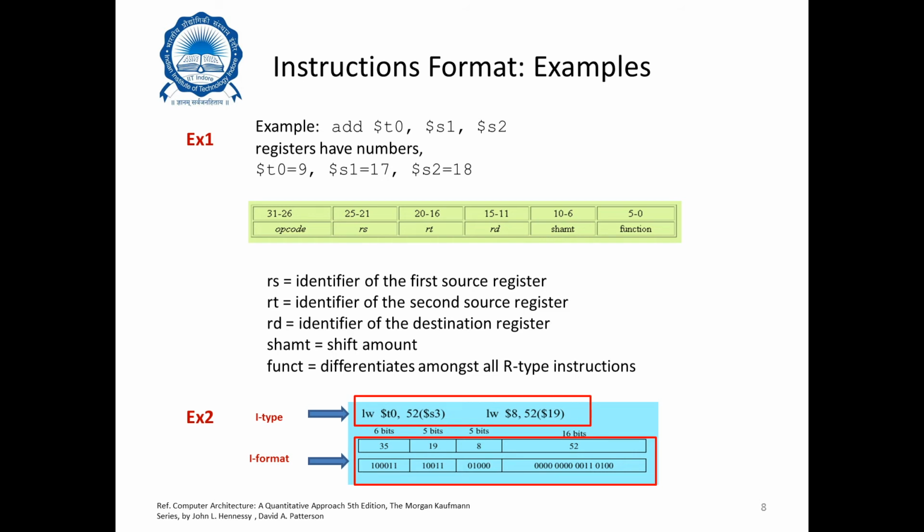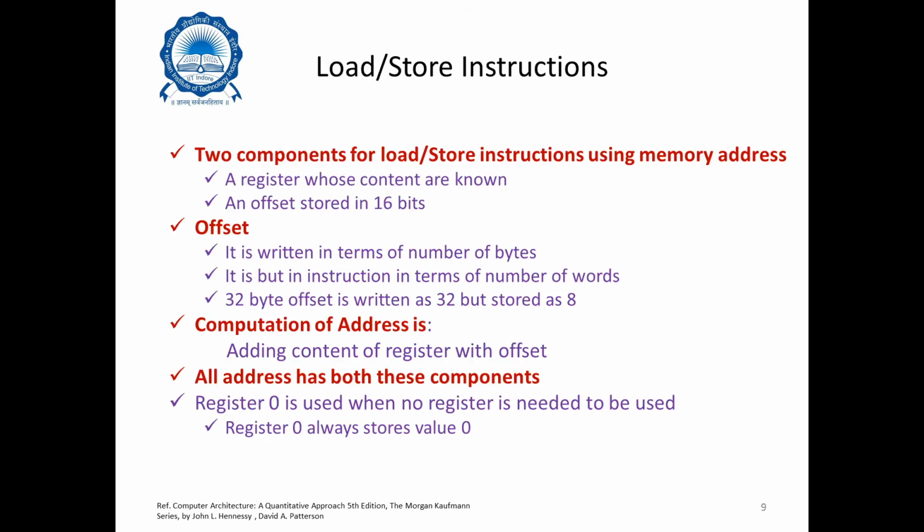Okay, so let's move forward. The two components for a load store instruction using memory are an address in a register whose contents are known, and an offset. The offset, as I said, is stored in those 16 bits. So these are the two components of load store type instructions.